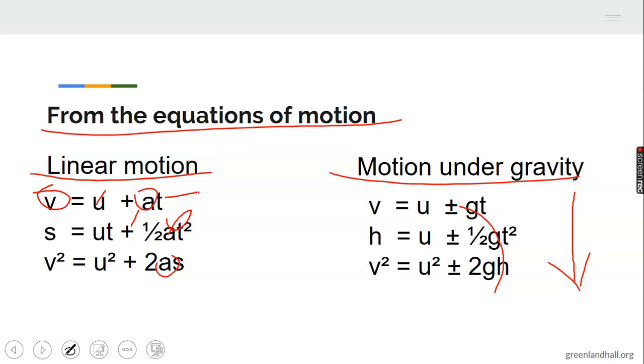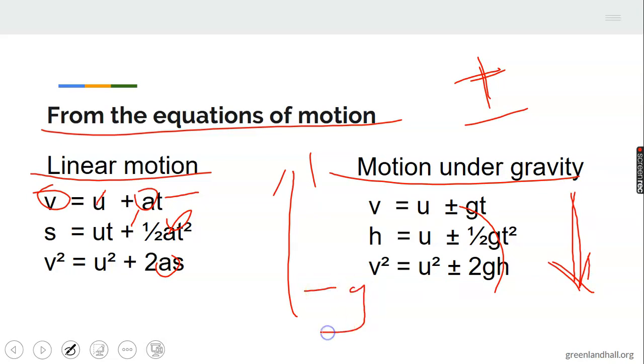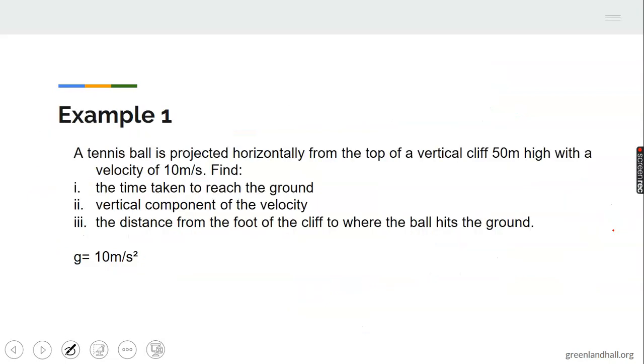Everything remains here, but we have plus or minus. Plus or minus is telling you the direction of the motion. Is it vertically upward or vertically downward? If the motion is against gravity, that means our g will be negative. But if the motion is in the direction of gravity, our g will be positive. That is why we put plus or minus g.